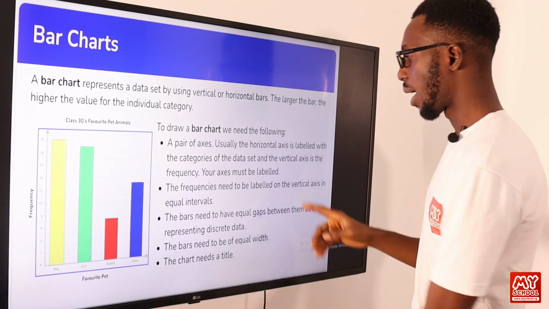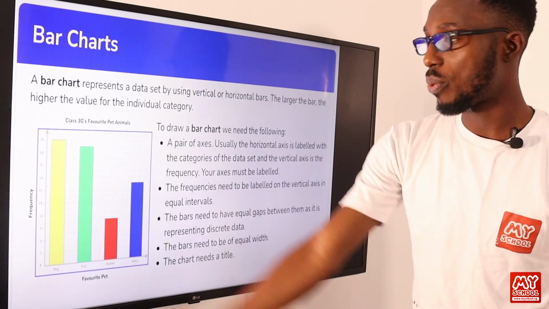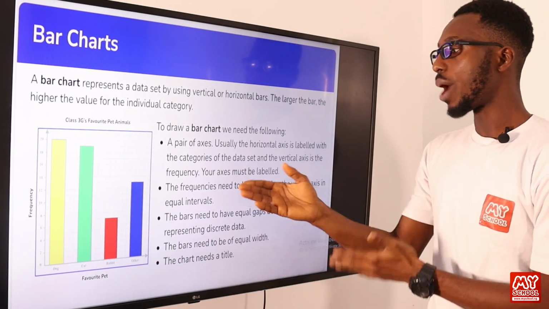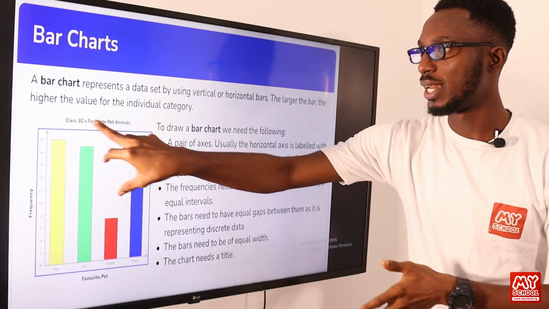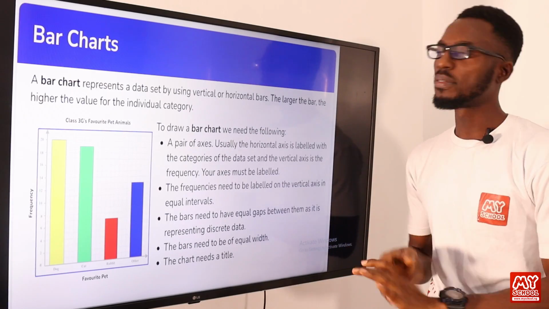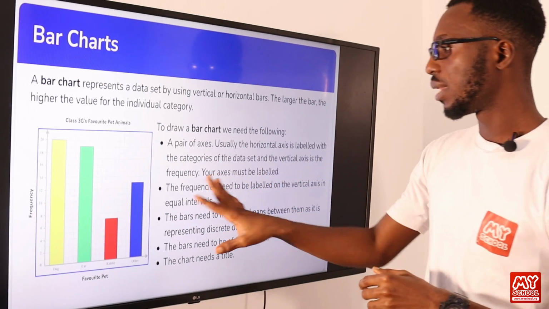You can see the vertical axis is the frequency axis, or your y-axis. Your axes must be labeled, and of course your graph should have a title, so you can see the title of this particular graph. Of course, we are going to look at the parts of a bar chart.